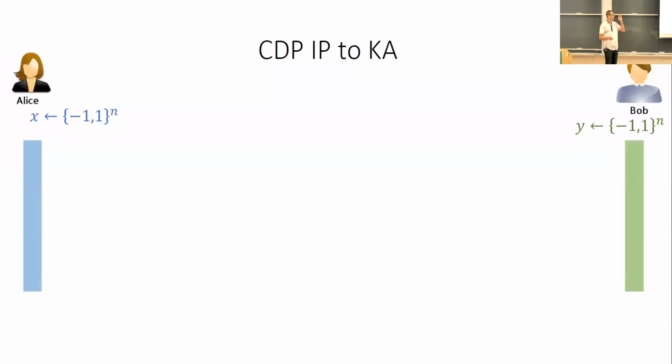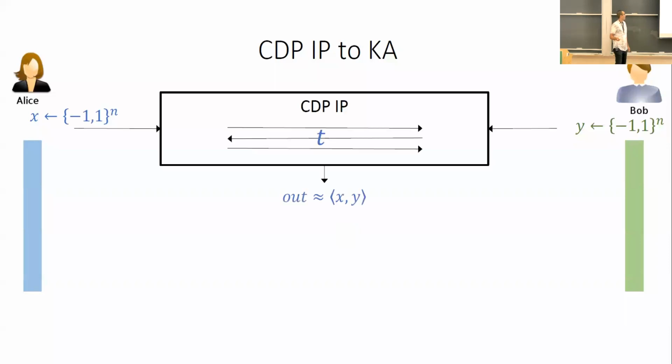Okay, so this is the construction. Alice chooses a random x, and Bob chooses a random y, and they apply the CDP-IP protocol and get some estimation of the inner product of x and y. Denote this by out.